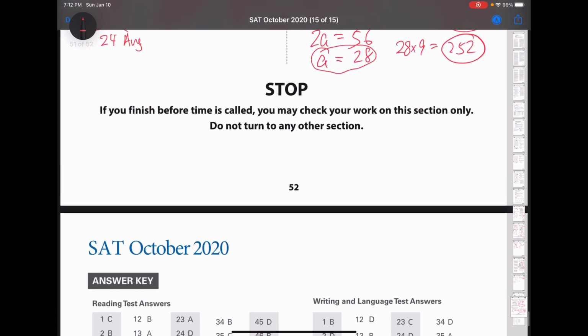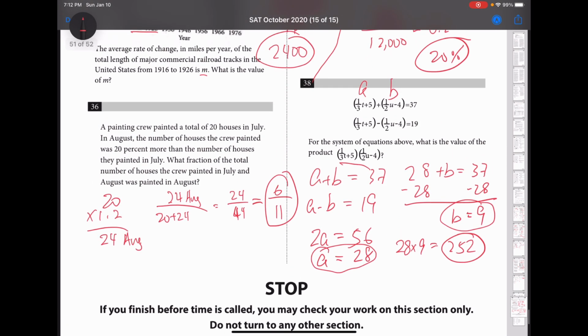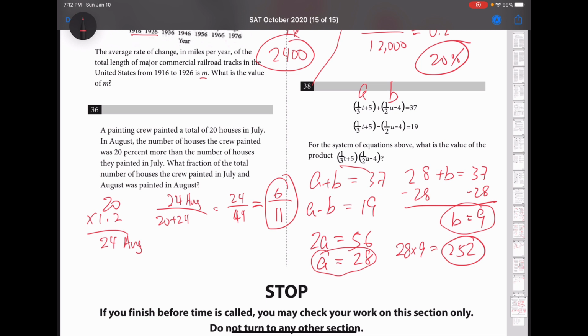And that is the conclusion of the math section of the SAT October 2020 exam.